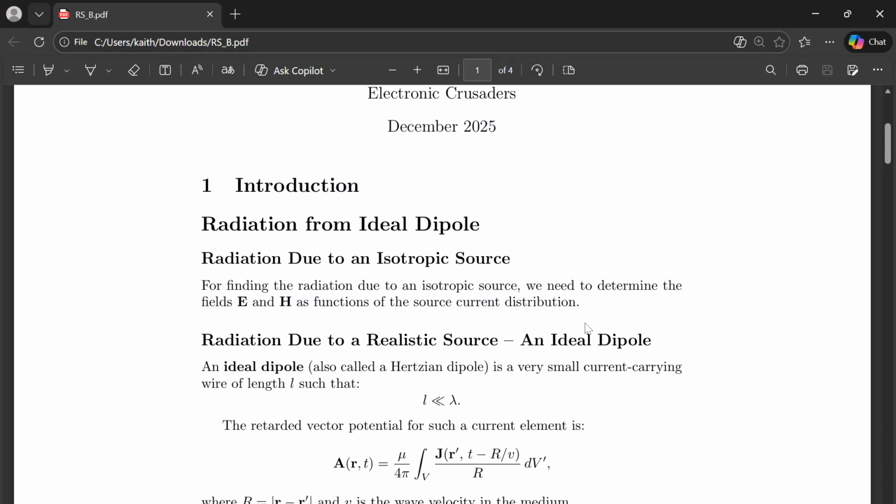So, radiation due to an isotropic source. Now, what is an isotropic source? An isotropic source is a source which radiates equally in all directions. That is, it has the same electric field and magnetic field in all directions. Now, to find the radiation due to an isotropic source, we just need to determine the electric fields and the magnetic fields as a function of the source current distributions.